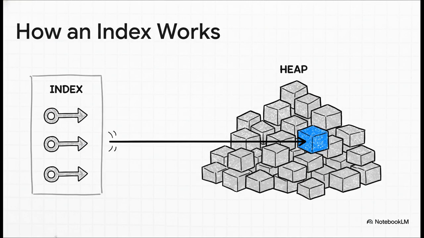So how does this actually work? Well, it's pretty clever. It doesn't copy all your data. It only stores the value of the column you chose to index, say an employee ID, and a tiny but absolutely crucial piece of information, a pointer. This pointer is the exact address of where the full row lives back in that main heap. And because the index is so much smaller and more organized, it is incredibly fast to search.